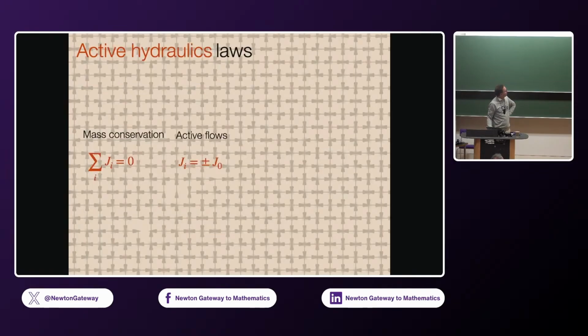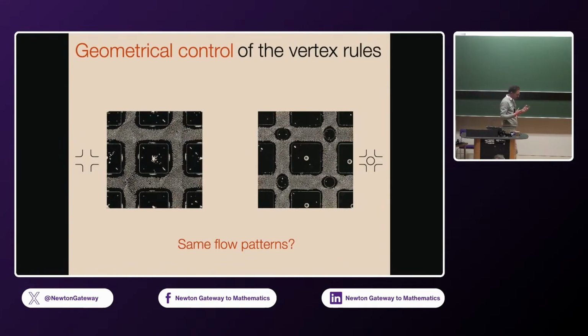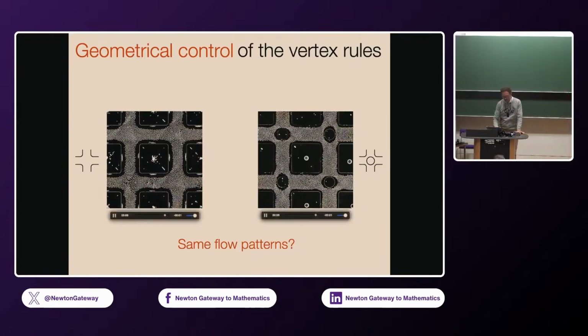So to establish our active hydraulic laws, we know that we have to deal with these 2 constraints. We now have to find out what is the statistical weight. And I would like to show you that there is no such thing as a first principle that can tell you what this probability distribution is, and that you have to do measurements, because the probability of finding a given configuration at a given node strongly depends on the local geometry of this node. So to convince you, let me show you 2 experiments.